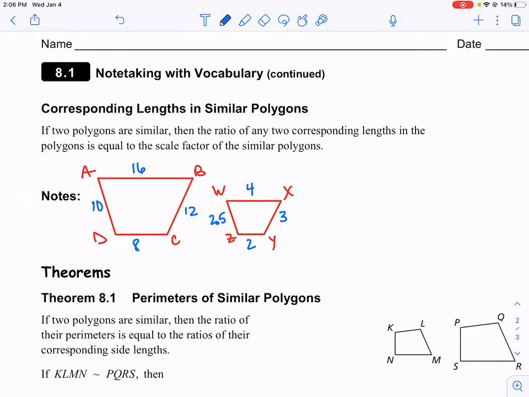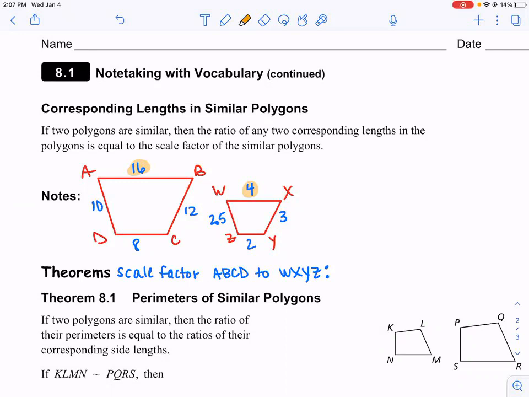Okay, so you see this times 4 divided by 4 relationship. It goes red and blue, red and blue, red and blue. Thank you for that observation. Outside the trapezoid. So if I want the scale factor from ABCD to WXYZ, I'm going to pick 2 corresponding sides. So I'm going to pick these 2 right here. The scale factor is a ratio.